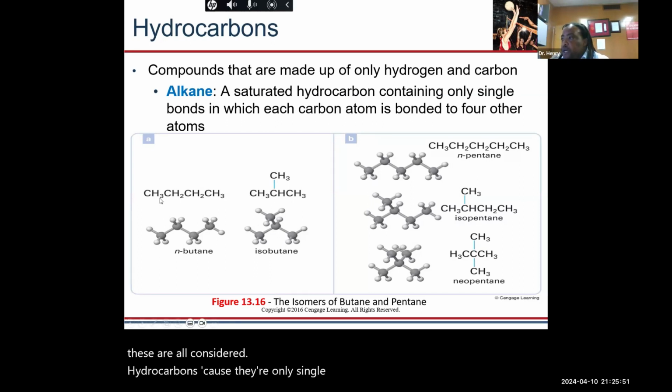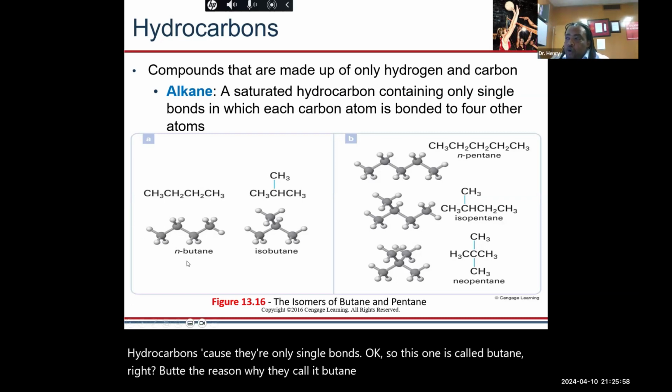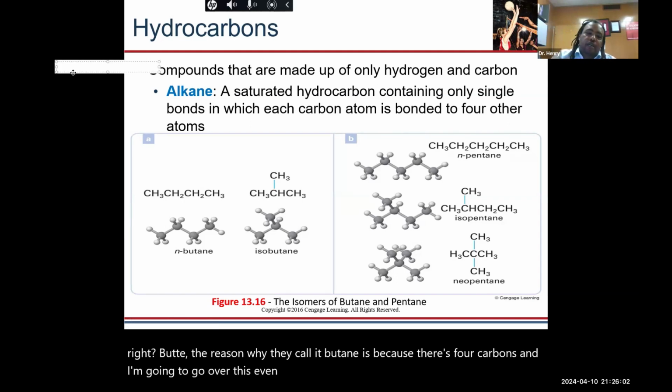Okay, so this one is called butane, right? The reason why they call it butane is because there's 4 carbons. And I'm going to go over this even though we're crunched for time. If we have 1 carbon, it's meth.